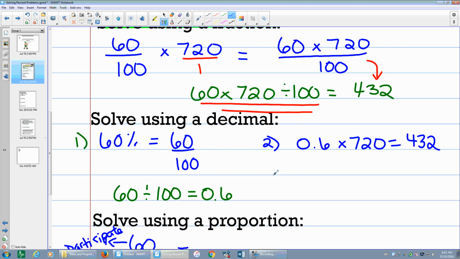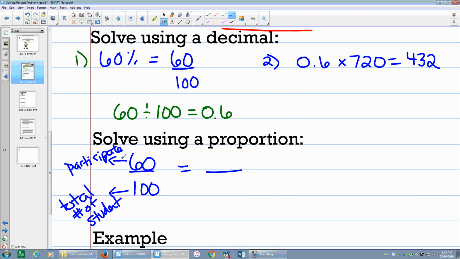Well, that's 720 students. Is that talking about the number that participated, or is that talking about the total number of students? I hope all of you are thinking in your head that it says the total population of the school is 720, so that's the total number of students. So now I need to figure out what goes in that missing blank here. I'm not going to write it as a ratio, I'll keep it as a fraction.